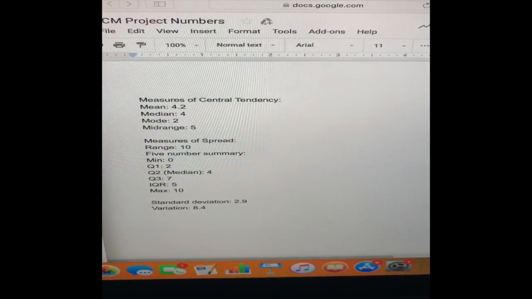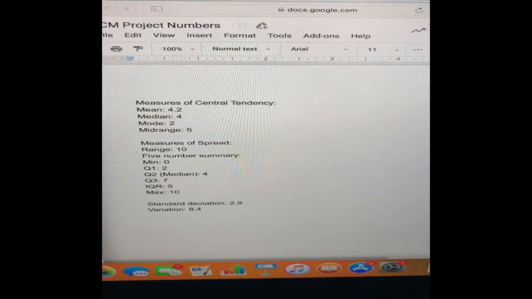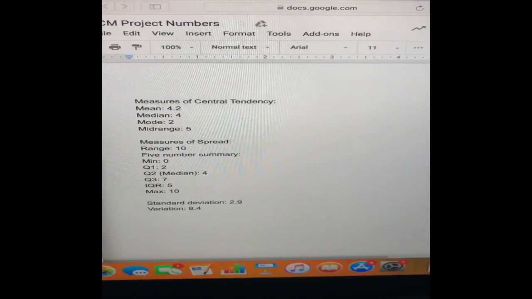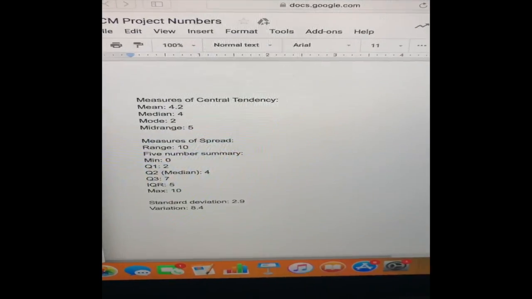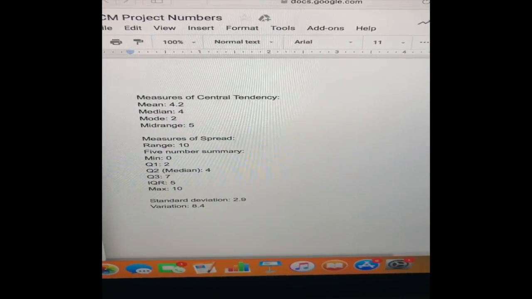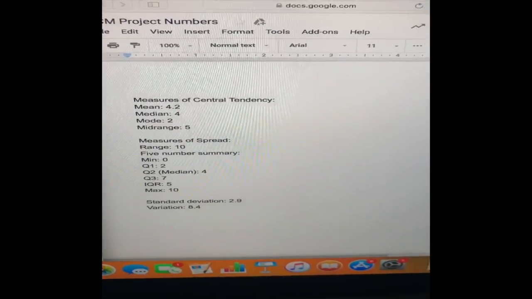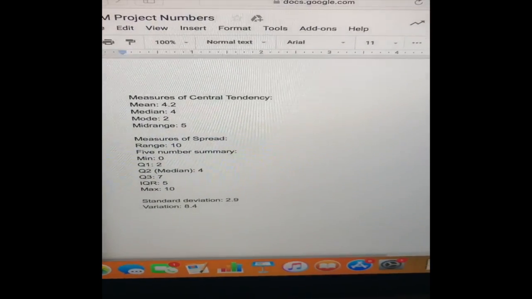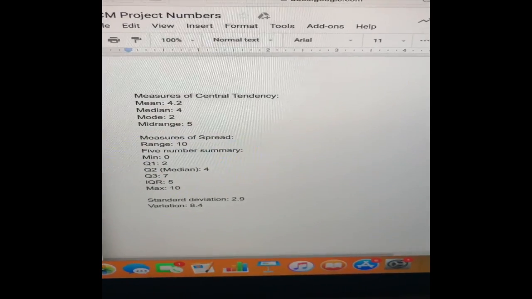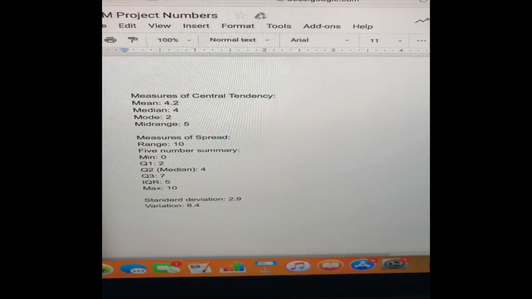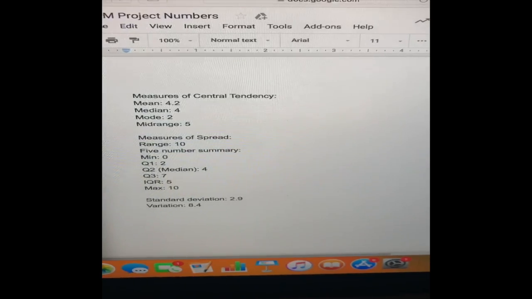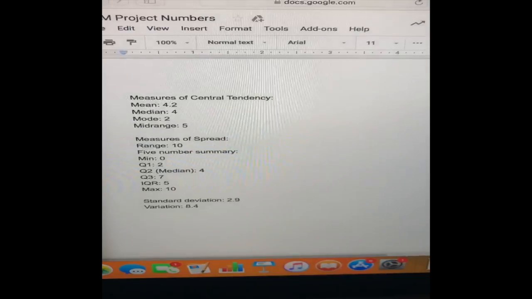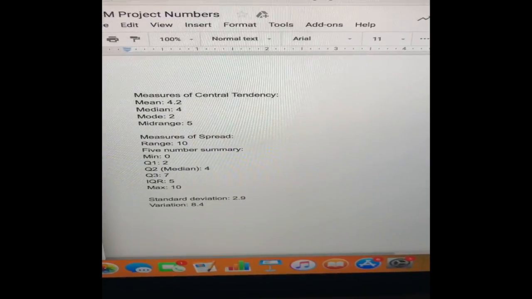And our 5-number summary consists of the min value, first quartile, median or second quartile, third quartile, and the max value. The minimum is 0, which is the lowest value in a dataset. The first quartile is 2, the second quartile is 4, the third quartile is 7, the IQR is 5, and the max is the highest value in the dataset, which is 10.